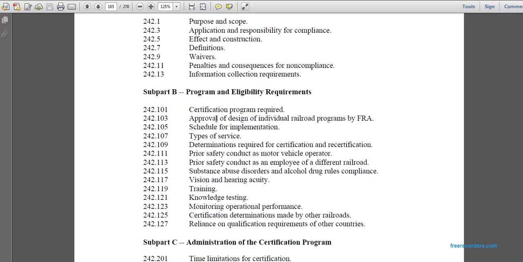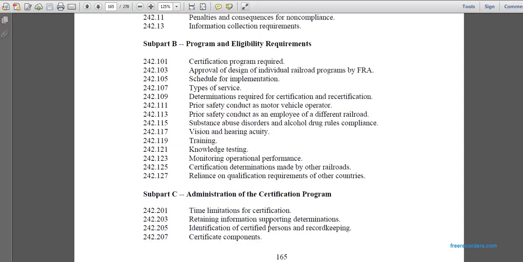242.115 Substance use disorder and alcohol/drug rule compliance. 242.117 Vision and hearing acuity. 242.119 Training. 242.121 Knowledge testing. 242.123 Monitoring operational performance. 242.125 Certification determinations made by other railroads. 242.127 Reliance on qualification requirements of other countries. Subpart C, Administration of Certification Programs.